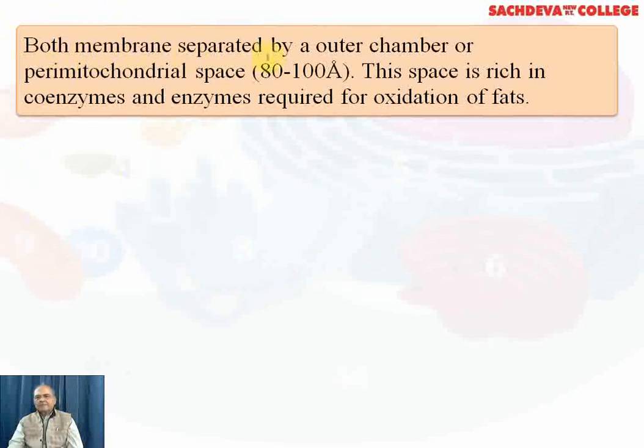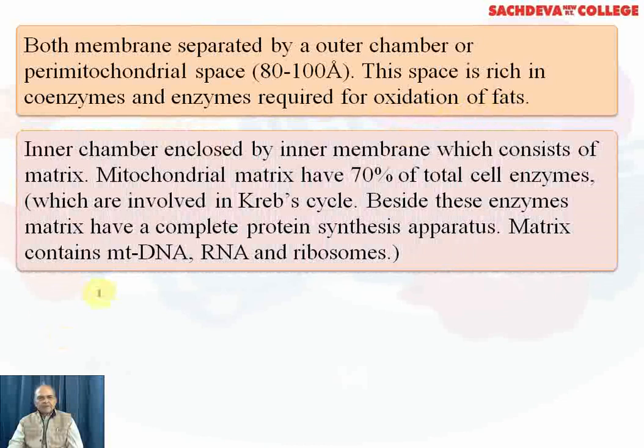Both membranes are separated by the outer chamber or perimitochondrial space, and it is between 80 to 100 angstrom. This space is rich in coenzymes and enzymes required for the oxidation of fats. Inner chamber is enclosed by the inner membrane, which consists of matrix. Mitochondrial matrix has the majority of enzymes, about 70% of the total enzymes, and these are involved in the Krebs cycle. Besides these enzymes, matrix has a complete protein synthesis apparatus. It contains mitochondrial DNA, RNA, and ribosomes.